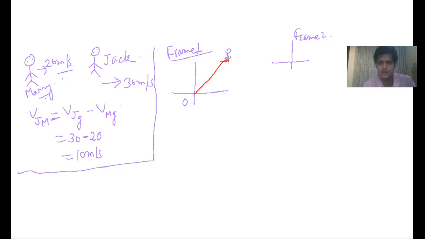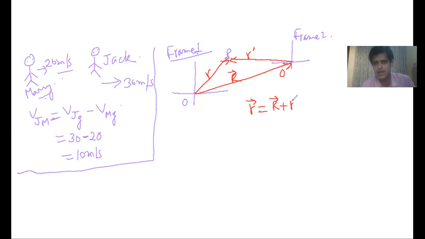Okay. And if there is a point P here, and I need to measure its position, suppose this is the position of point P with respect to frame 1, so I will write it as R vector, and with respect to frame 2, suppose this is the position, R prime. And suppose frame 2 is at position capital R vector. So from here we can easily write that R vector equals capital R vector plus R prime vector.